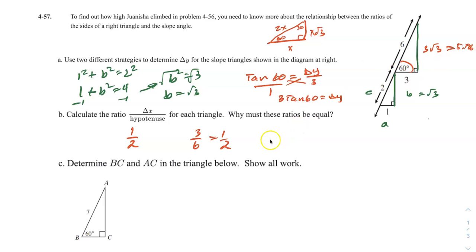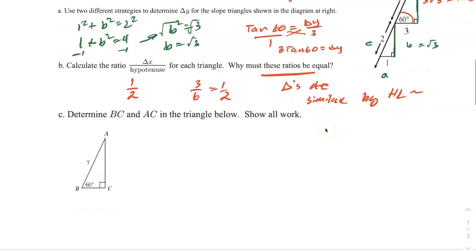Why must these ratios be the same? Well, if you look at this, we have an HL similarity. We have right angles, and then we have hypotenuse and leg. They're the same ratio. So the triangles are similar by HL. Right, because we have two right triangles, and then the hypotenuse and the legs are corresponding. Therefore, the ratios are the same.